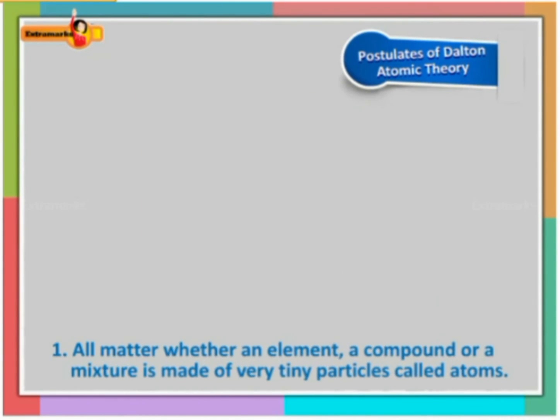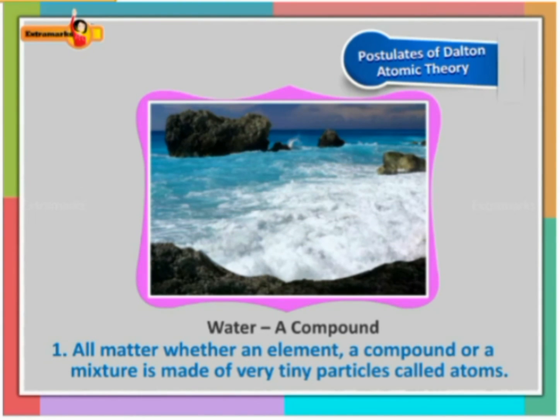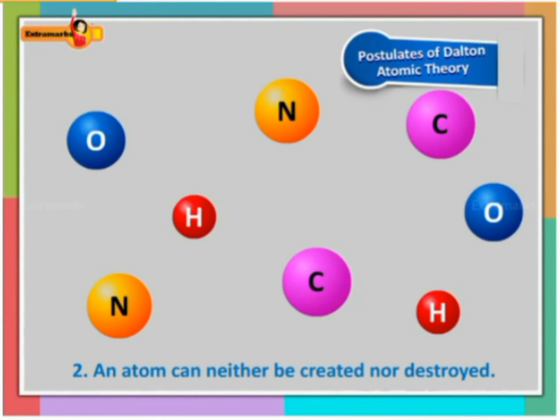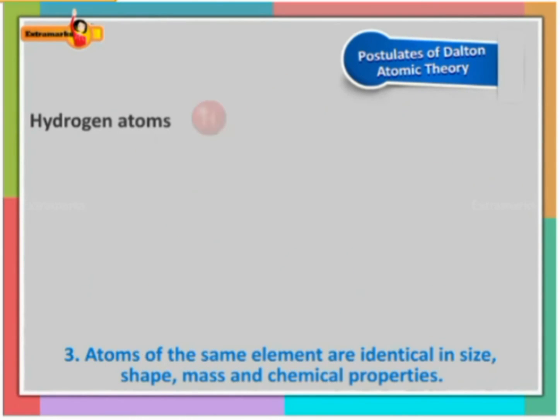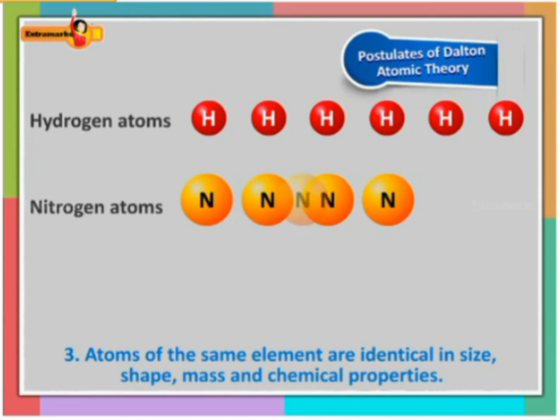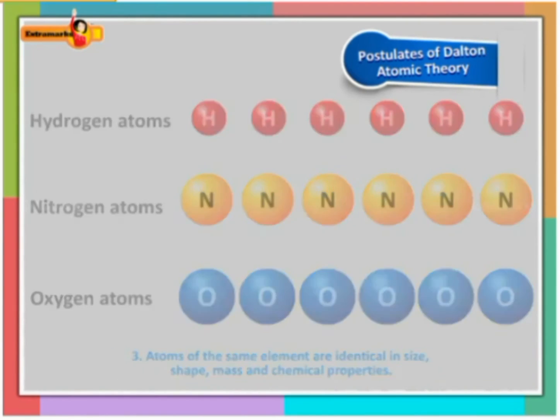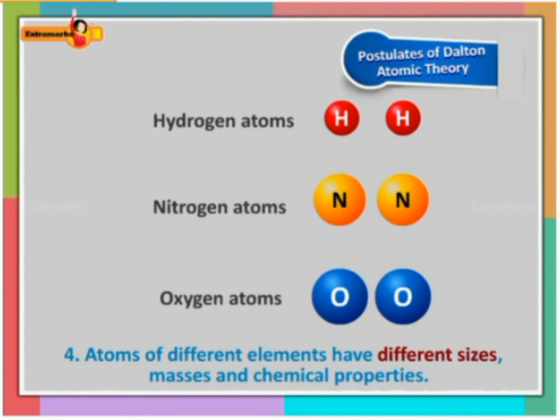According to Dalton, all matter, whether an element, a compound, or a mixture, is made of very tiny particles called atoms. He also interpreted that an atom can neither be created nor destroyed. Atoms of the same element are identical in size, shape, mass, and chemical properties. Atoms of different elements have different sizes, masses, and chemical properties. Here, atoms of hydrogen differ from atoms of oxygen and nitrogen.